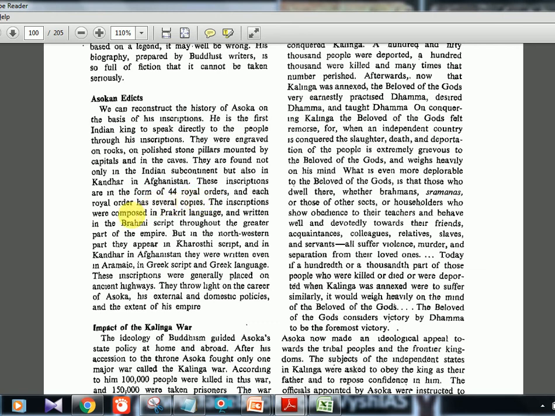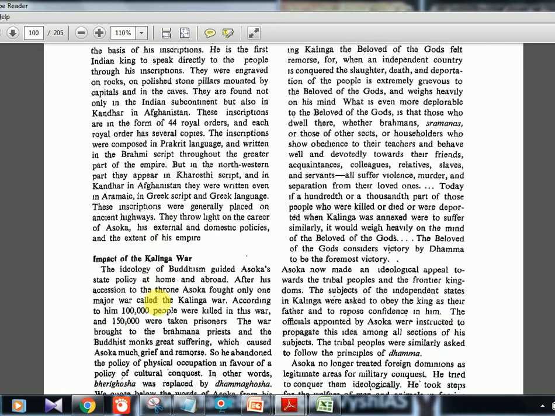The inscriptions were composed in Prakrit language and written in the Brahmi script throughout the greater part of the empire. But in the northwestern part, they appear in Kharoshthi script. I told you already, it is written from right to left like the Arabic language, and it is in Kandahar in Afghanistan. Also, Aramaic language and Greek script were used. So in multiple languages, these edicts were placed across the Indian subcontinent and also outside it. They throw light on the career of Ashoka, his external and domestic policies, and the extent of his empire.